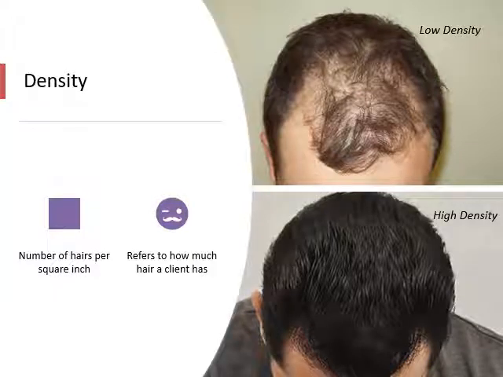Again, density is not how thick or thin each strand of hair is, but how many strands of hair are on the head.